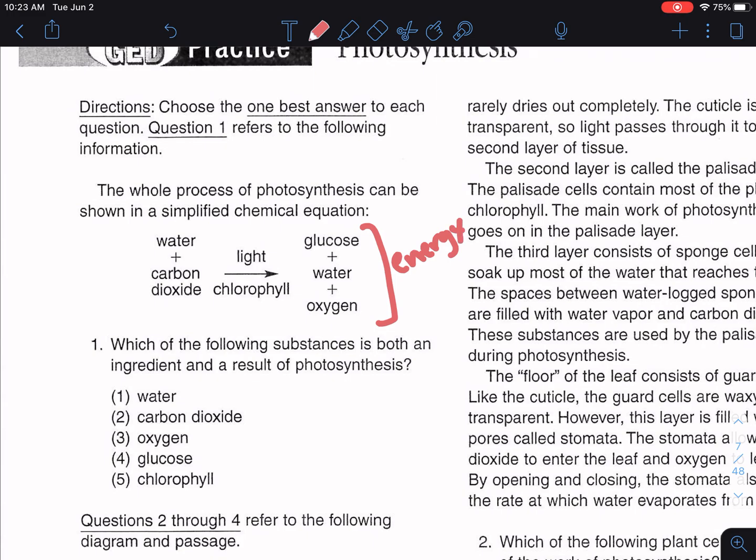Which of the following substances is both an ingredient and a result? So we're looking for things on both sides of this equation. Pretend like these are equal signs. An ingredient and a result. So something that is on both sides. And on both sides of that equal is water.